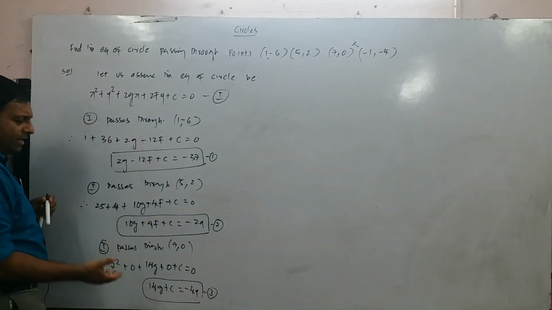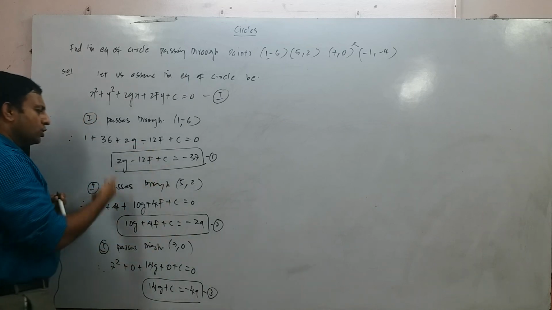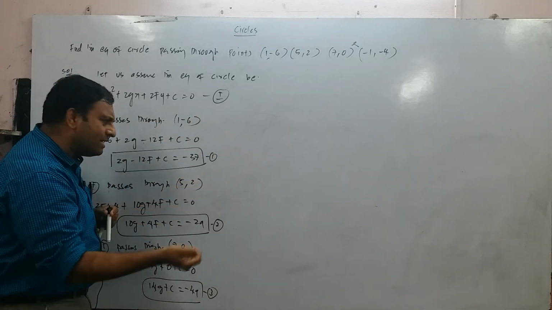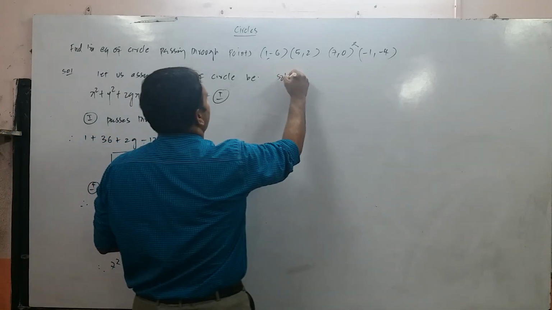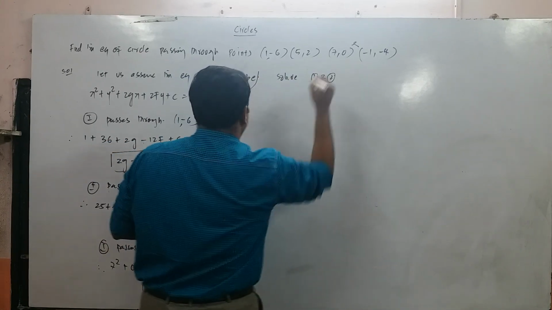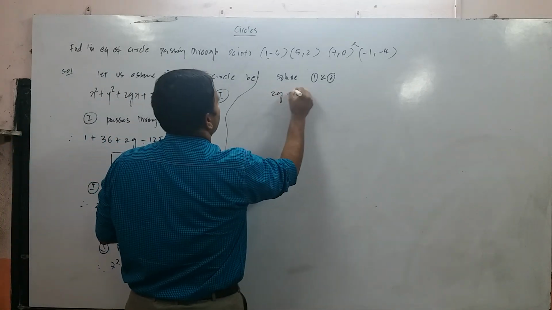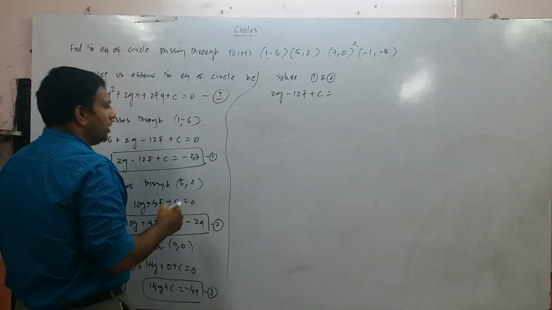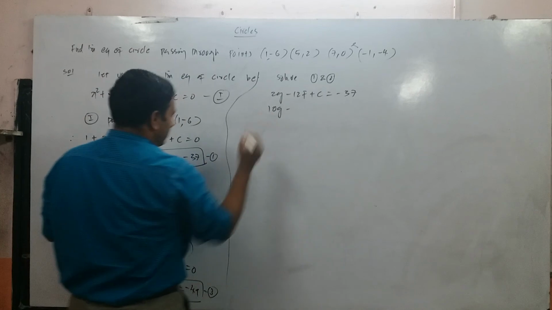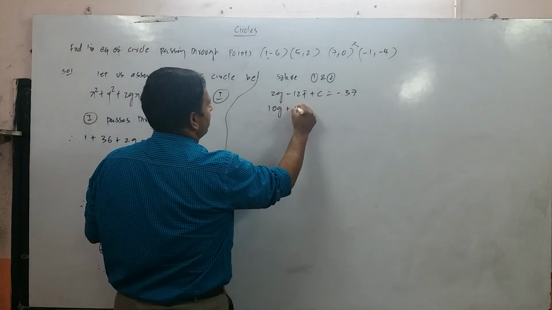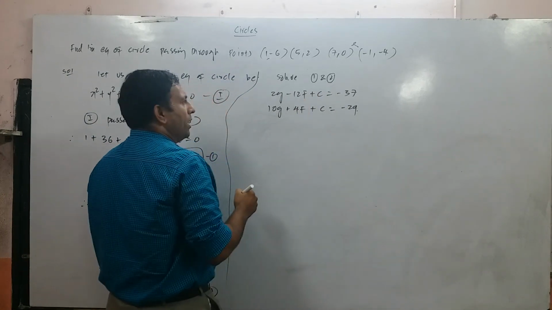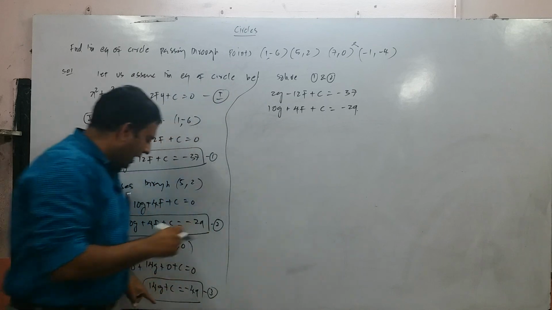You can see, children, very clearly equation 3 contains only g and c. So I will try to solve 1 and 2 and try to eliminate f, so that I will get an equation in terms of g and c. So I will say solve 1 and 2. Now it is 2g minus 12f plus c is equal to minus 37, and 10g plus 4f plus c is equal to minus 29. Now what am I going to do? I am going to eliminate f, because I don't have f in equation 3.